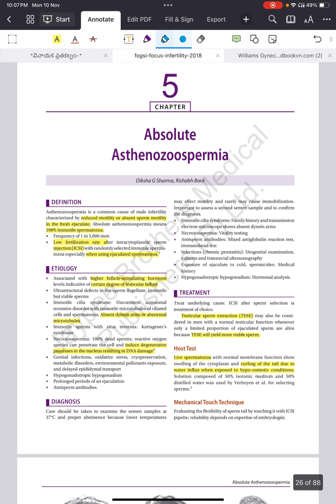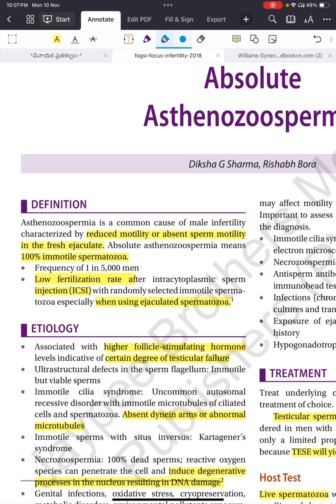Next chapter is absolute asthenozoospermia. So it is a common cause of male infertility. See, astheno means there is reduced motility or absent motility in fresh ejaculate. That is very important, not the old sample. It is fresh ejaculate. Absolute asthenozoospermia means there is 100% immotile spermatozoa.